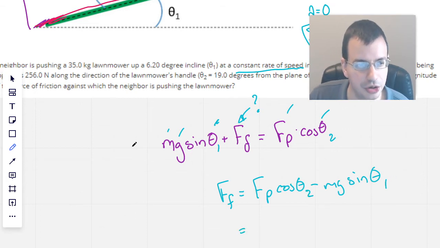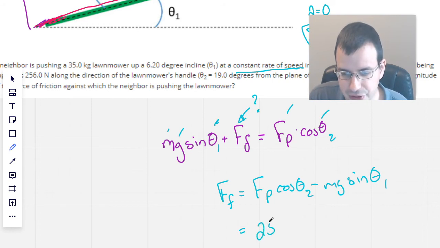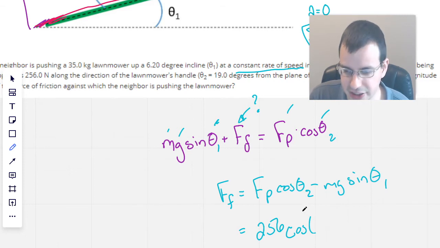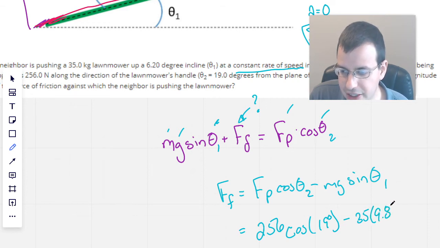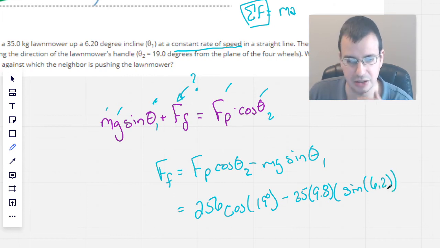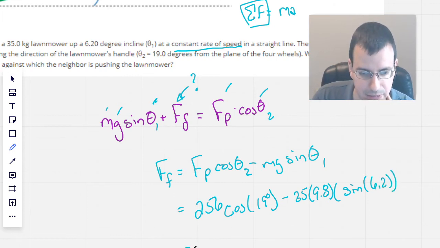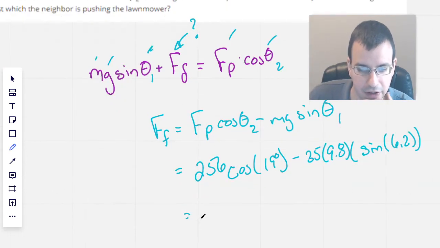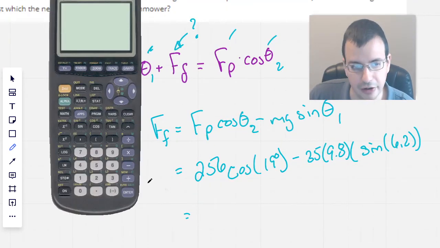Force pushing, we're told, is 256. So we have 256 times cosine of 19 degrees, minus mass, which is 35, times gravity, I'm going to call it 9.8, and then sine of 6.2. This might be easier than I thought. So, go to the calculator.